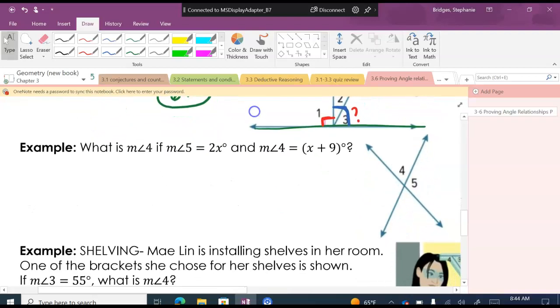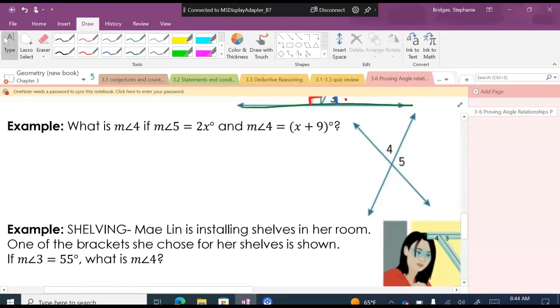All right, now we're going to put some variables in it, and we're going to take a look at the next example. It's asking us for the measure of angle 4 if the measure of angle 5 is 2x and the measure of angle 4 is x plus 9. If I want to find the degrees, what do I have to solve for first? X. I have to find x first. Okay, so looking at your picture, what kind of angles are 4 and 5? Look back at your second thing that we listed up there, that first theorem. They are what? What pair? A linear pair, which means they add up to be 180.